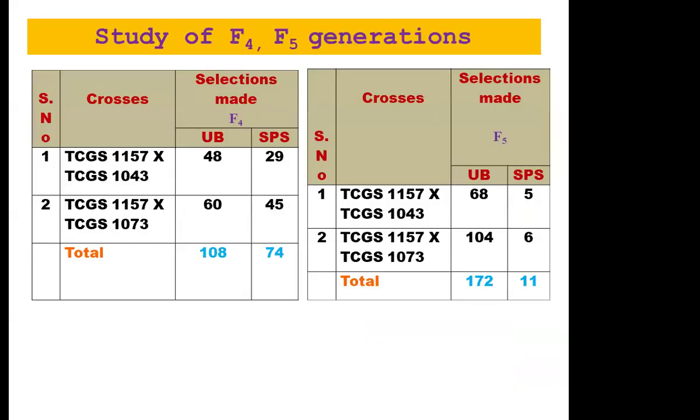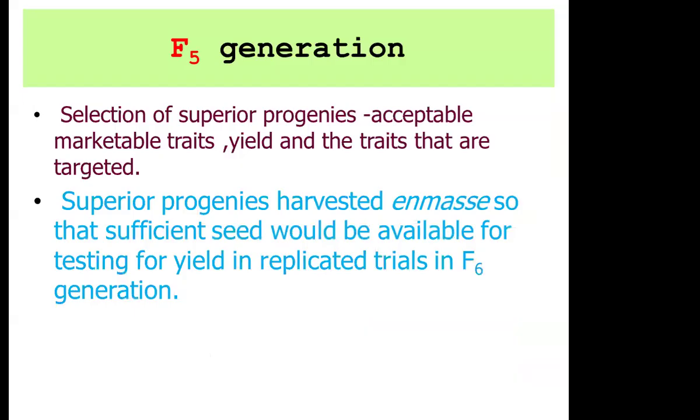This I have shown just to say that by F4, F5, uniform bulks will be more and single plants will be fewer. All the uniform bulks, if they are uniform and sufficient seed material is there, can be promoted to replicated row yield trials. Next slide.